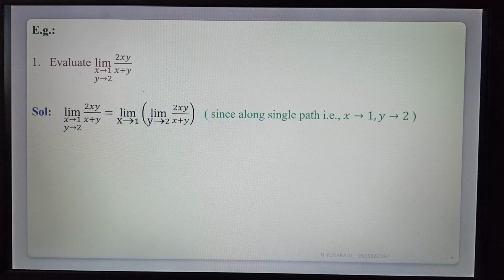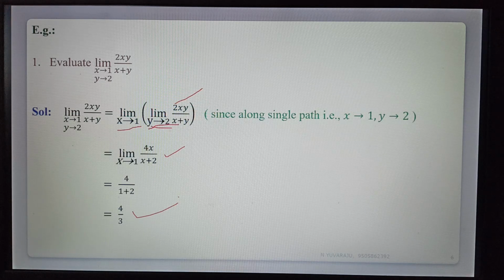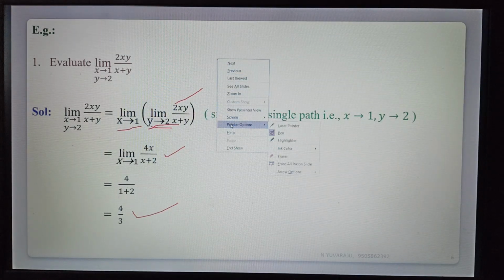Okay, see the example here. Limit x tends to 1, y tends to 2, of 2xy by x plus y. Here only a single path is given, x tends to 1, y tends to 2. Directly substituting y equal to 2, that is equal to limit x tends to 1 of 4x by x plus 2. Similarly, substituting x equal to 1, we get 4 by 3. So this is the limit of the function. Only a single path is given, so directly find it out. Okay? This is one example of finding the limit of the function.